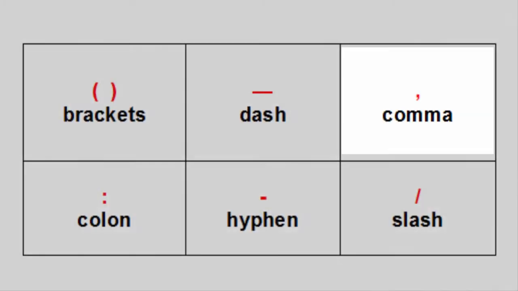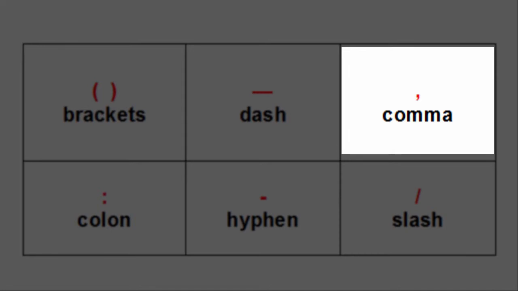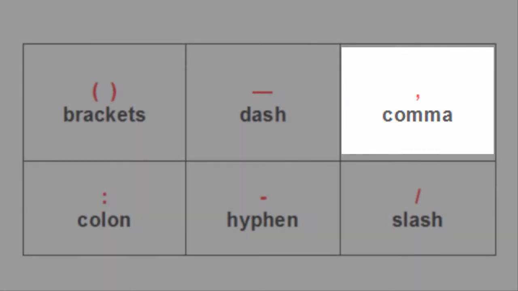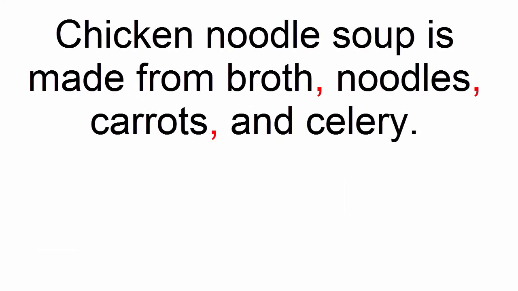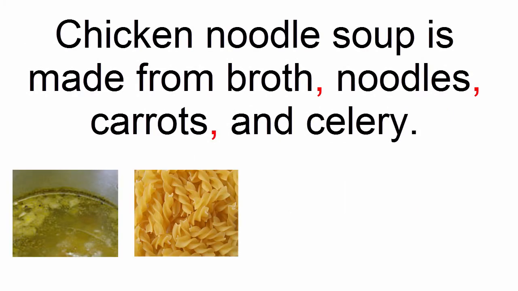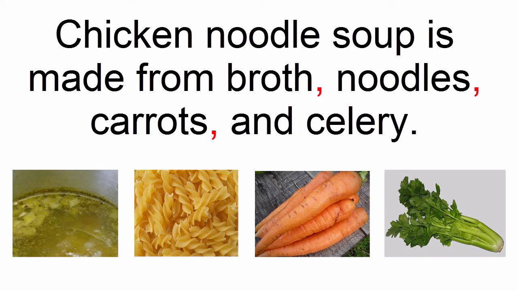Let's move on to commas. One way writers use commas is to present items in a list or series of events. For example, chicken noodle soup is made from broth, noodles, carrots, and celery.